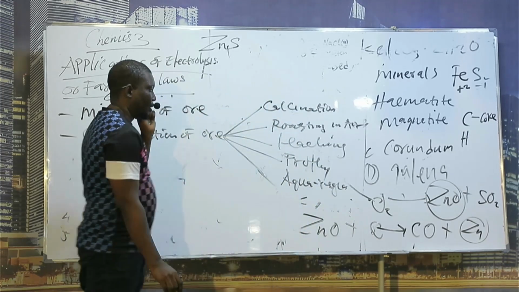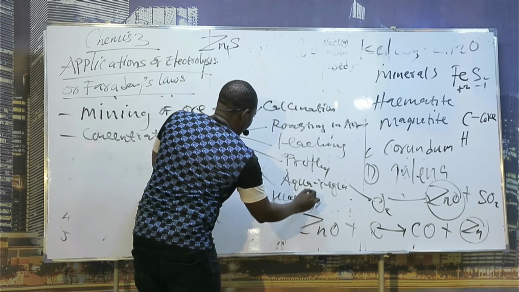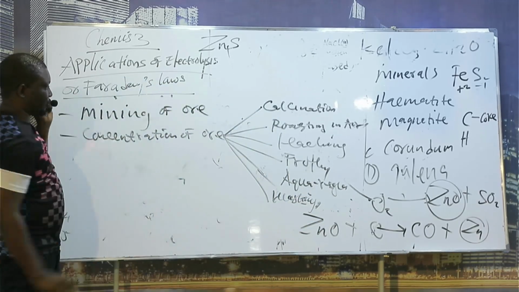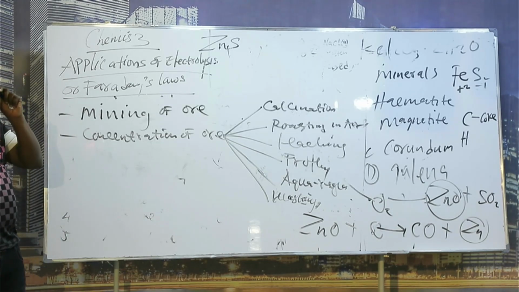Aqua regia. Next one, washing. If you know, this is a method of concentration. So it all depends; the nature of the metal will tell you which method you are using.